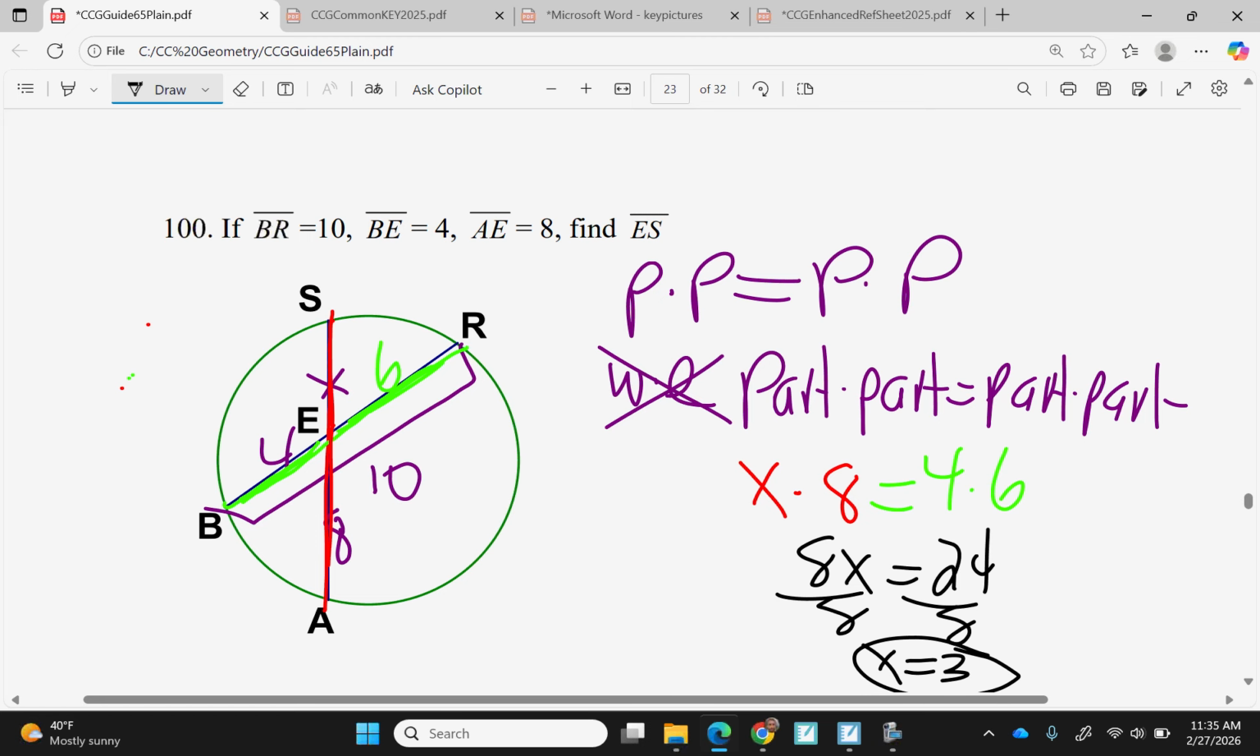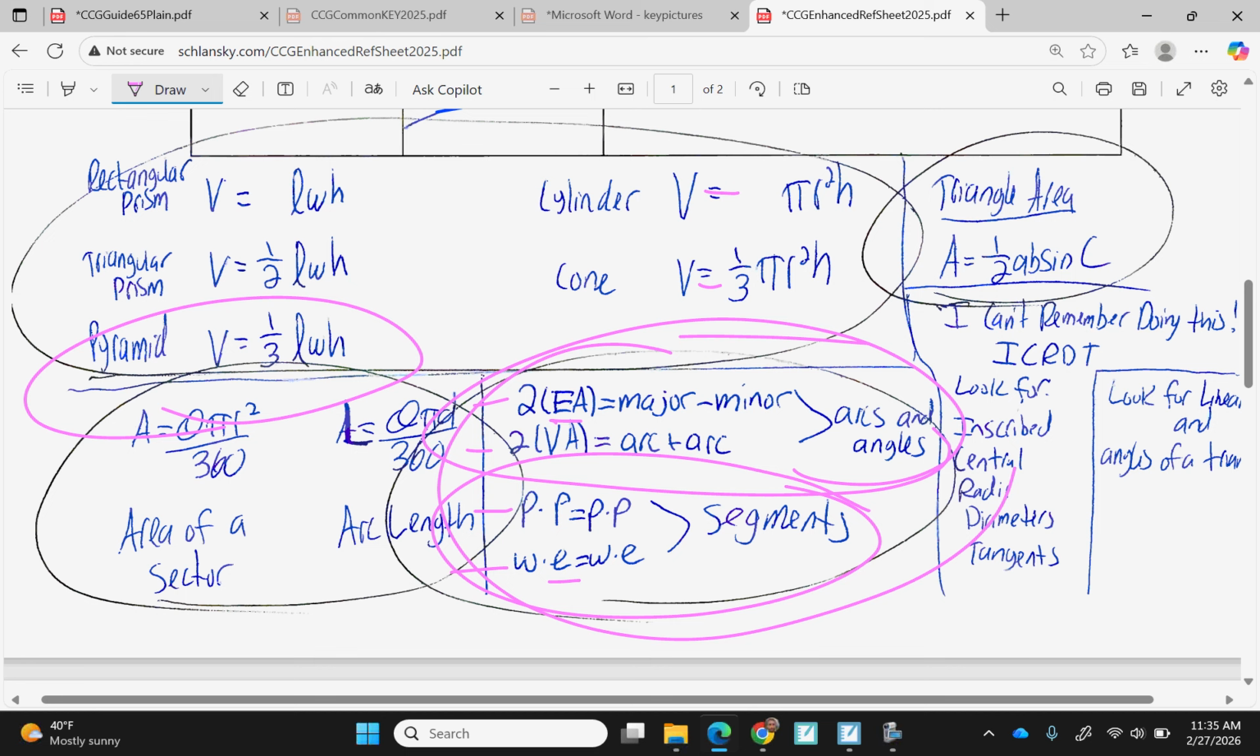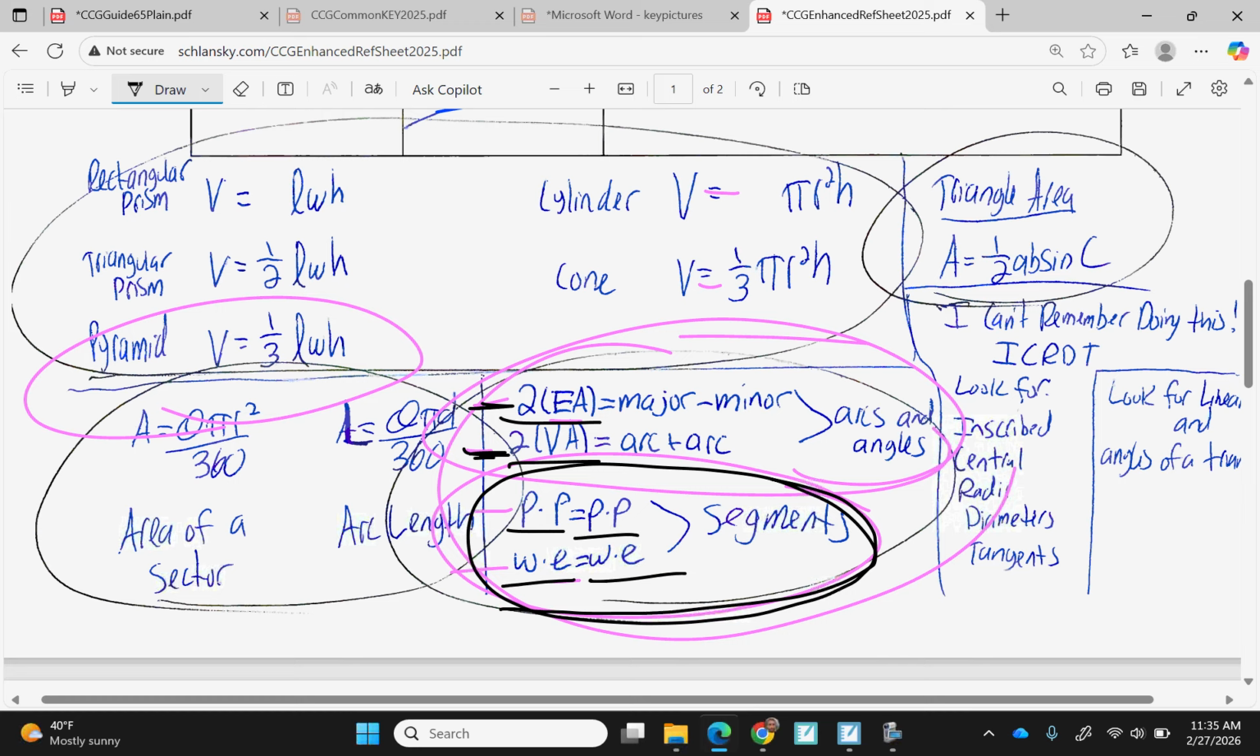So again, 2EA equals major minus minor. 2VA equals arc plus arc. Those are your rules for arcs and angles. And for segments, use PP and WE, where 2EA is 2 times the exterior angle, 2VA is 2 times the vertical angle, part times part equals part times part, whole times exterior equals whole times exterior.